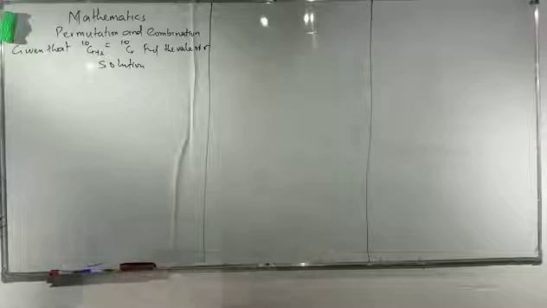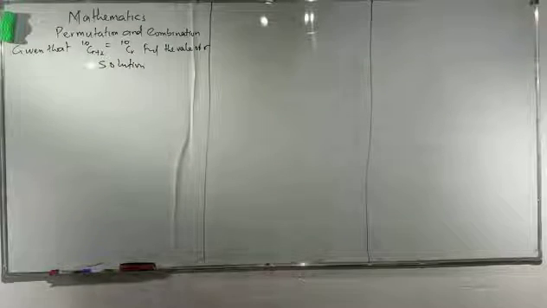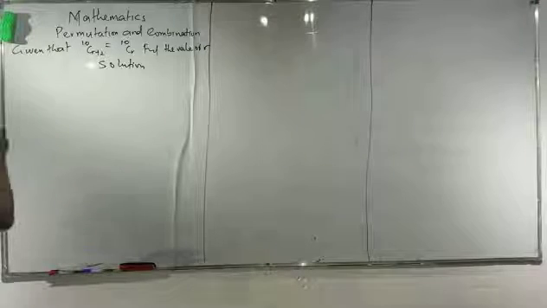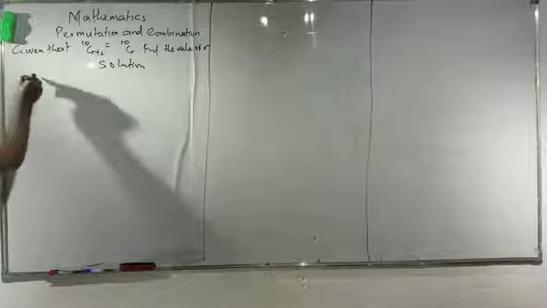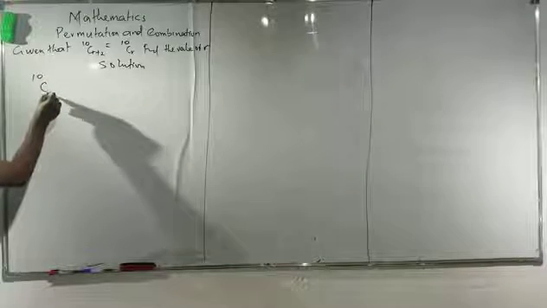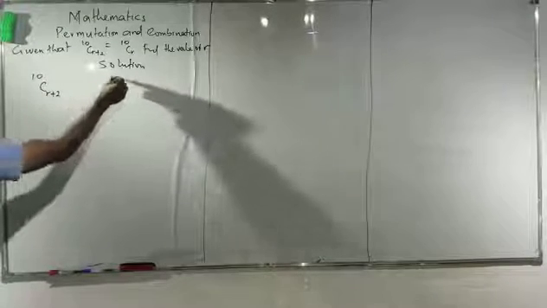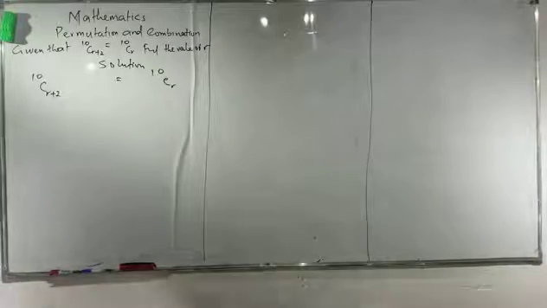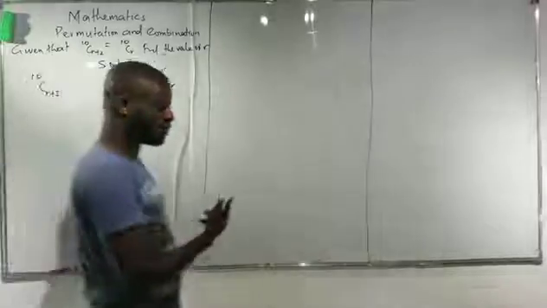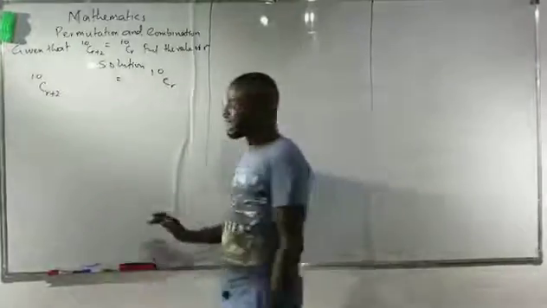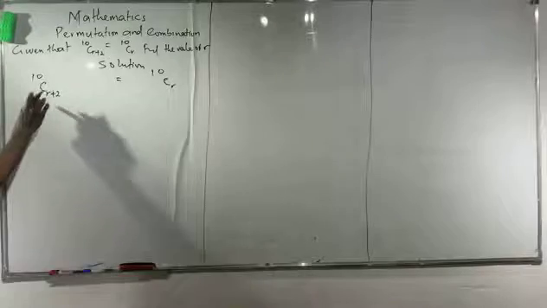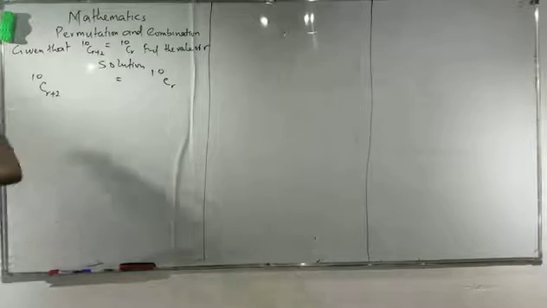Now, this is a very simple problem. You are asked to find r. What you just need to do, I'm talking about 10 choose r plus 2 is also equal to 10 choose r. I think I've done combination before now. If you have a problem with that, please kindly visit the videos on combination.